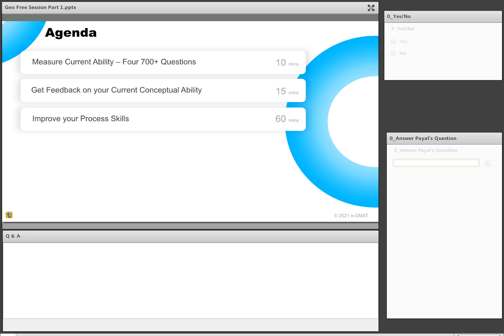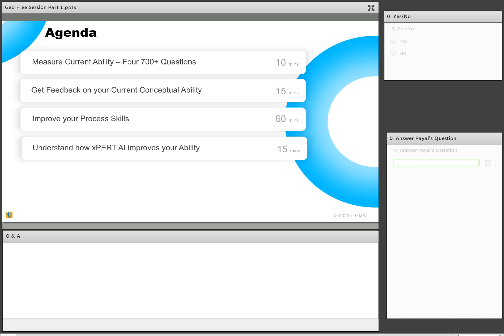And then we are going to come to the main part of this session, in which it's my goal to improve your process skills and show you how you can improve your ability by following a structured process. Okay. And then once you experience that, we're going to tell you how you can take that approach and incorporate that in your study plans so that you can realize that improvement on your own.